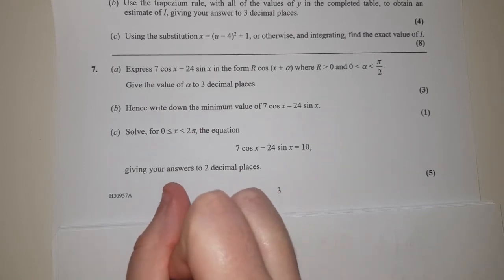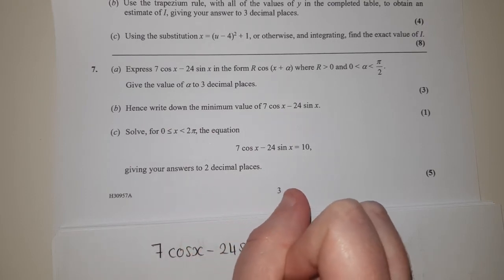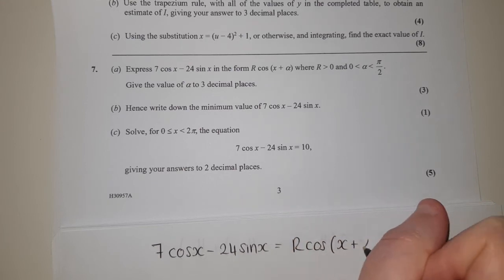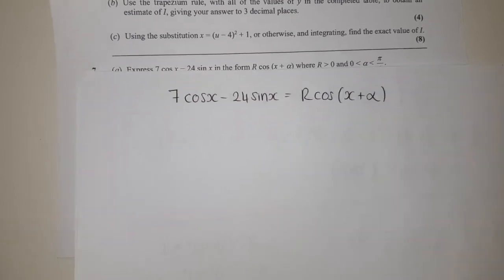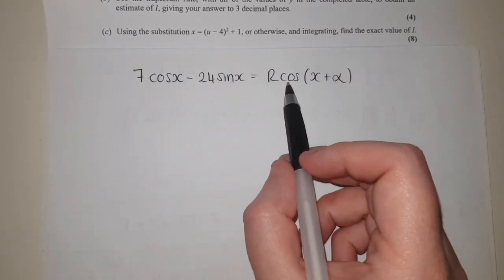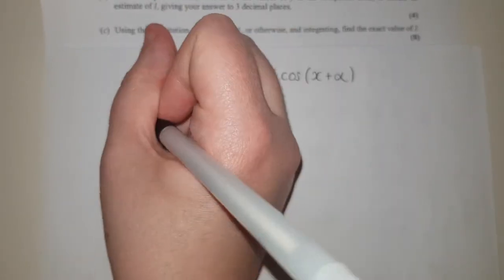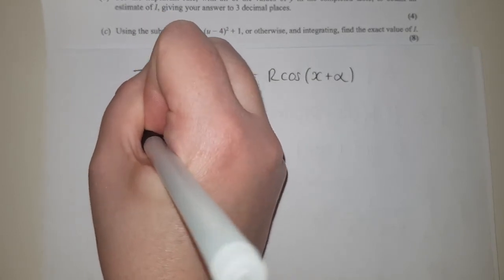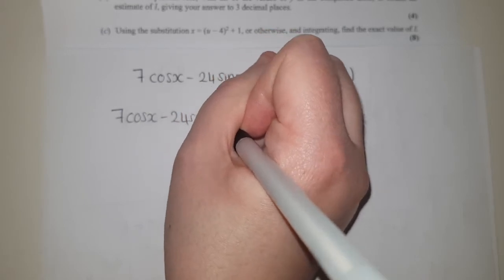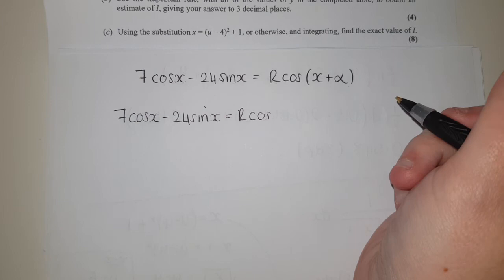So 7 cos x minus 24 sin x in the form of R cos(x plus alpha). Okay, so first thing to remember is that this sort of format is our cos of a plus b. It is given in the formula booklet. If you can't remember it, as always, I would recommend as much as you can to know your formulas. It just makes everything that bit quicker and that bit easier to spot when it comes to solving proof questions.